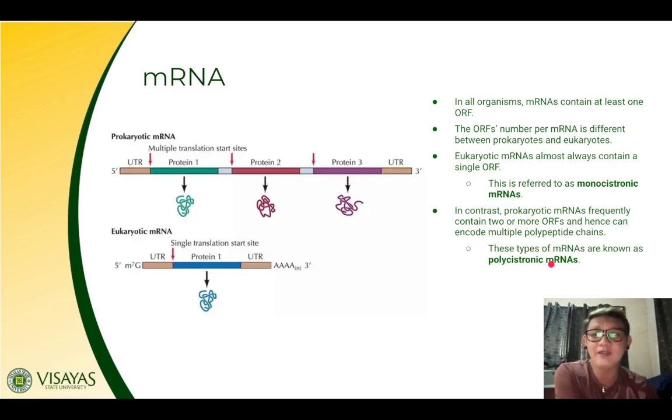Those mRNAs that contain multiple proteins are known as polycistronic mRNAs. Again, in eukaryotic mRNA, one ORF means only one protein in one messenger RNA. It's called monocistronic. In prokaryotic mRNA, one mRNA could have multiple open reading frames, so they could produce multiple proteins. These are referred to as polycistronic mRNA.